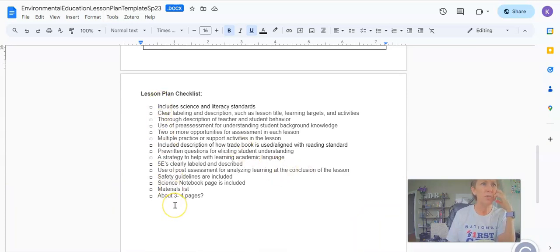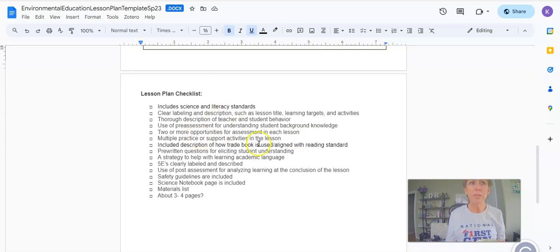Here's some things to watch for when you are completing the lesson plan. Make sure that it includes both the science and literacy standard. Make sure that your learning targets address both the science and literacy standard. It has clear labeling. So think about if someone were to walk into your classroom and pick up this lesson plan, would they be able to teach the lesson? Are you giving enough description of the procedures and the framework for someone to do that?